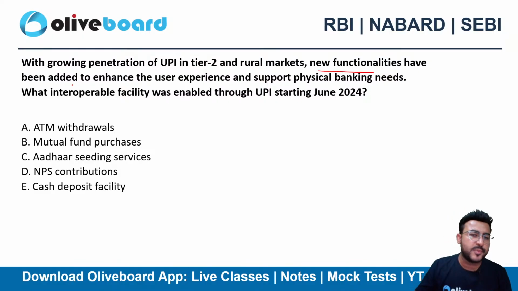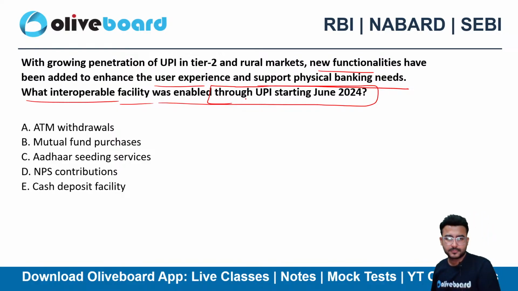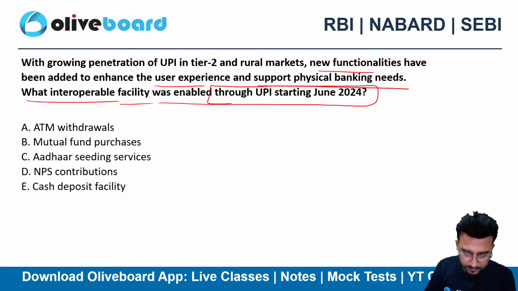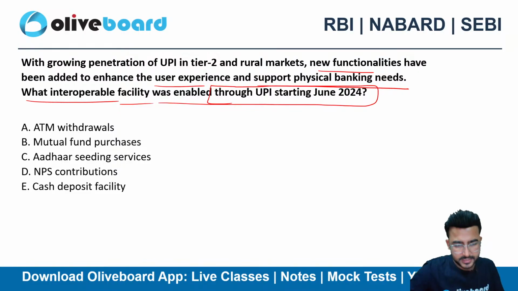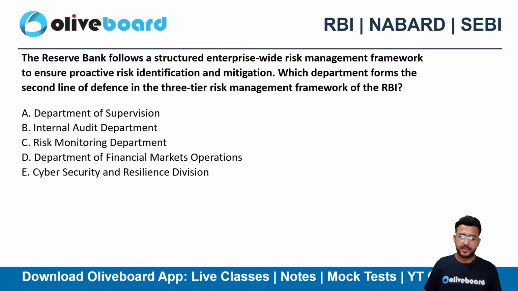New functionalities have been added to enhance the user experience and support the physical banking needs. What interoperable facility was enabled to UPI starting from June 2024? This was again there in your annual report. The interoperability feature which was there, yes, was cash deposit facility. Basically it was option E, cash deposit facility. ATM withdrawals was also part of news, right?